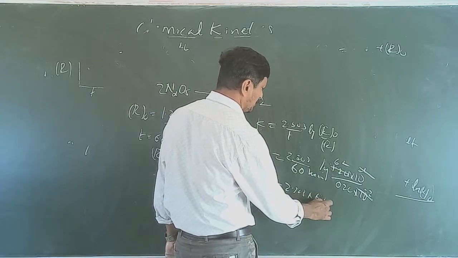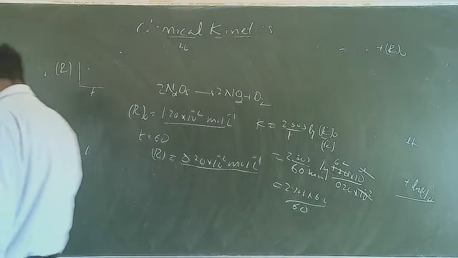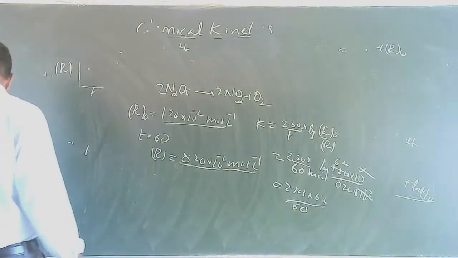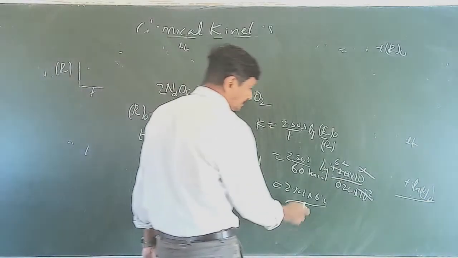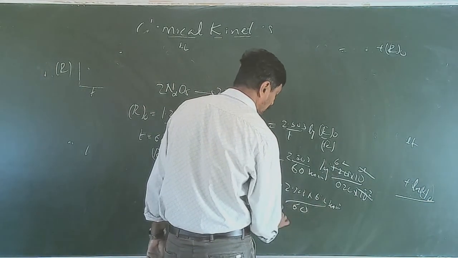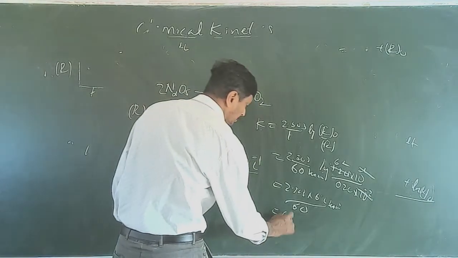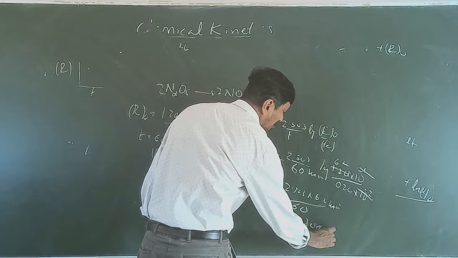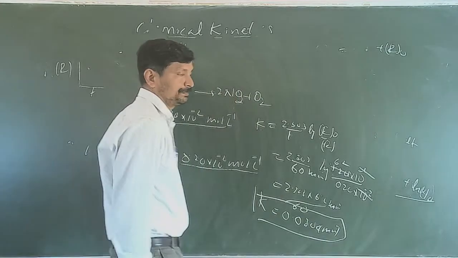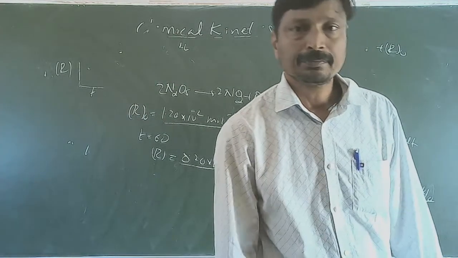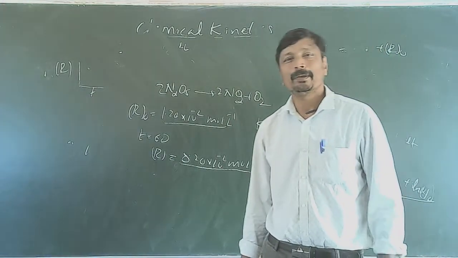2.303 into 6.2 divided by 60. You will get the answer in per minute, so this minute becomes what you get per minute. You will get the answer 0.0304 per minute. So this is a unit of K per minute. Time is given in a minute, the K is in per minute. So this type of problem you are able to solve.